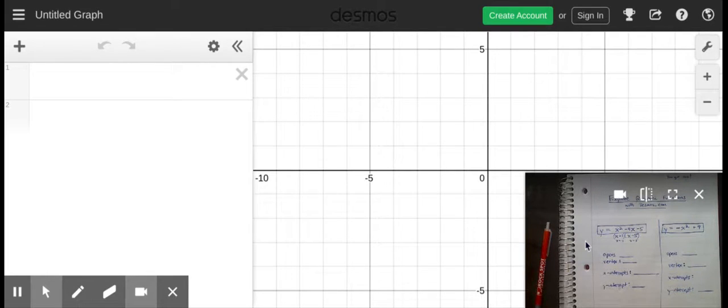Good morning, students. Today we are going to be exploring quadratic functions using the Desmos.com website.